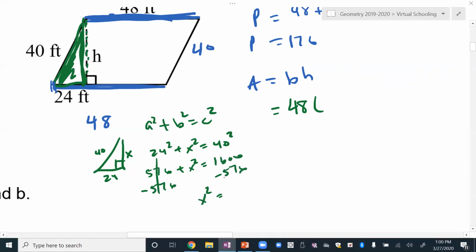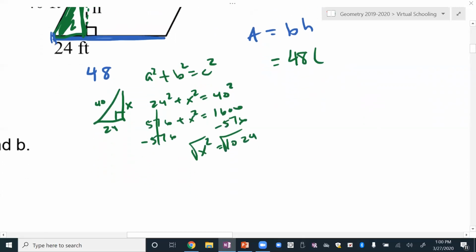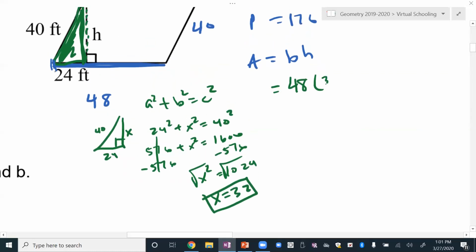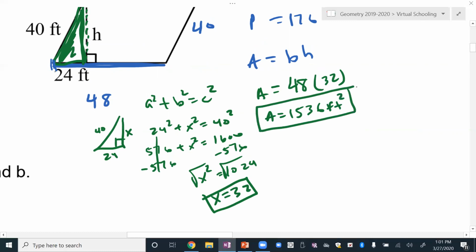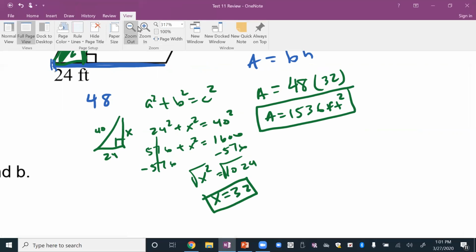X squared is equal to 1024. And then you square root it. And then you'll go ahead and get x is equal to, no idea what that is, 32. So 32 is going to be your x in this case. So this would be 32 times 48. Okay? So you have 1536 feet squared. Okay? So that's what we have for that one to go ahead and work with.